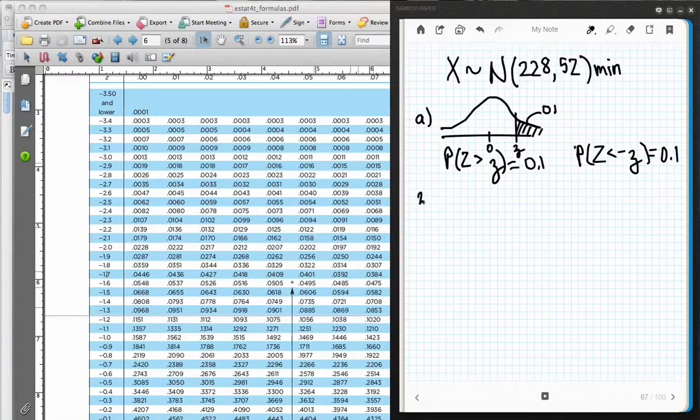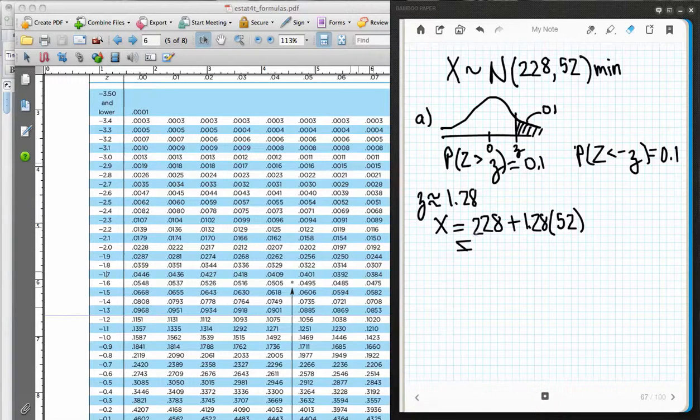I'm going to use that my z is approximately, now remember, I want a positive one because I know I'm in the upper tail of that distribution. So now the x that I want is the mean, which is 228 minutes plus 1.28 times my 52-minute standard deviation. And now I can get my value.